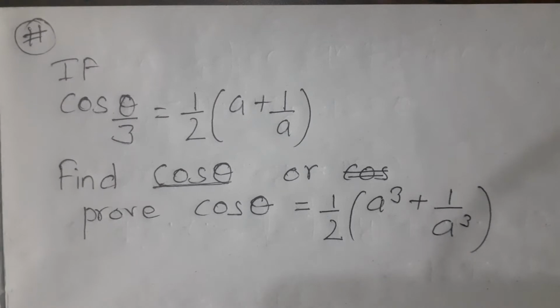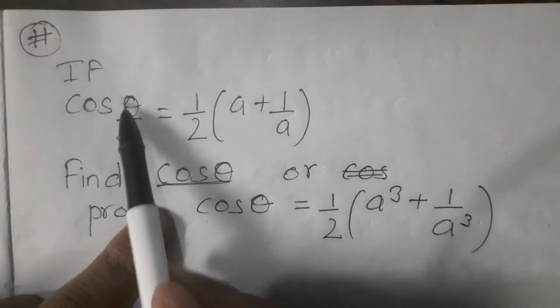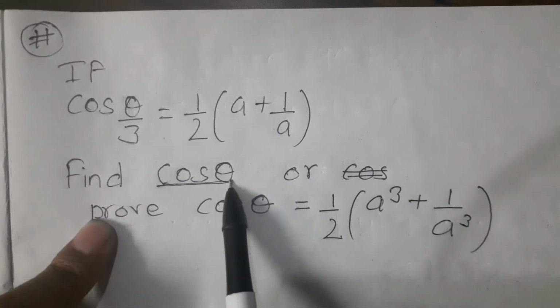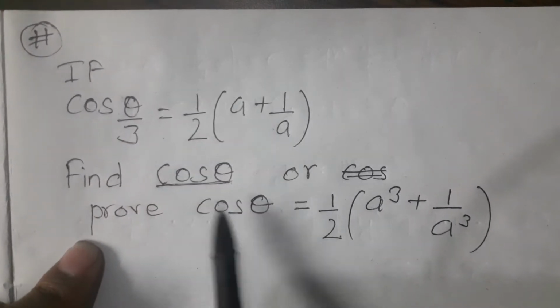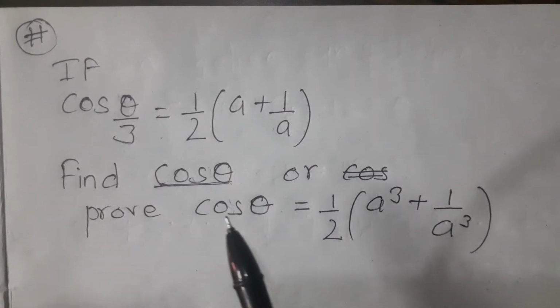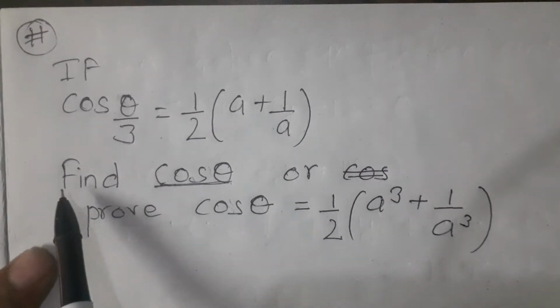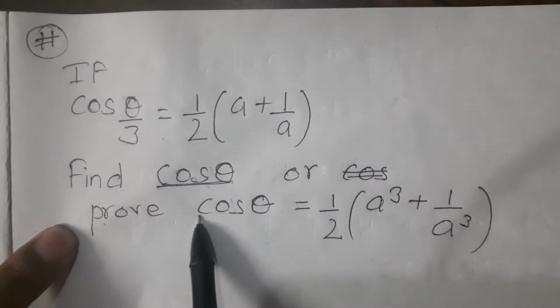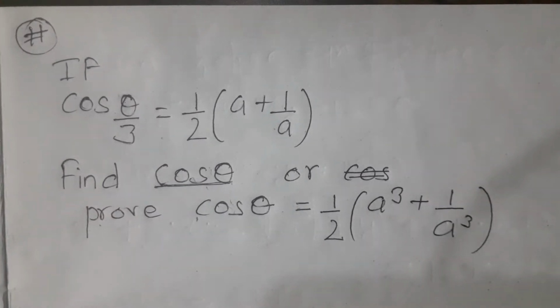So what will happen in the question is, sometimes you will be asked: if cos theta equals this much, then find cos theta, or you will be asked: if cos theta by 3 equals 1 by 2 this one, and prove it. However, these two questions are going to have the same solutions. I just want to tell you that the question might be asked sometimes just to find or sometimes to prove. So whatever is the question, you are going to follow the same process.